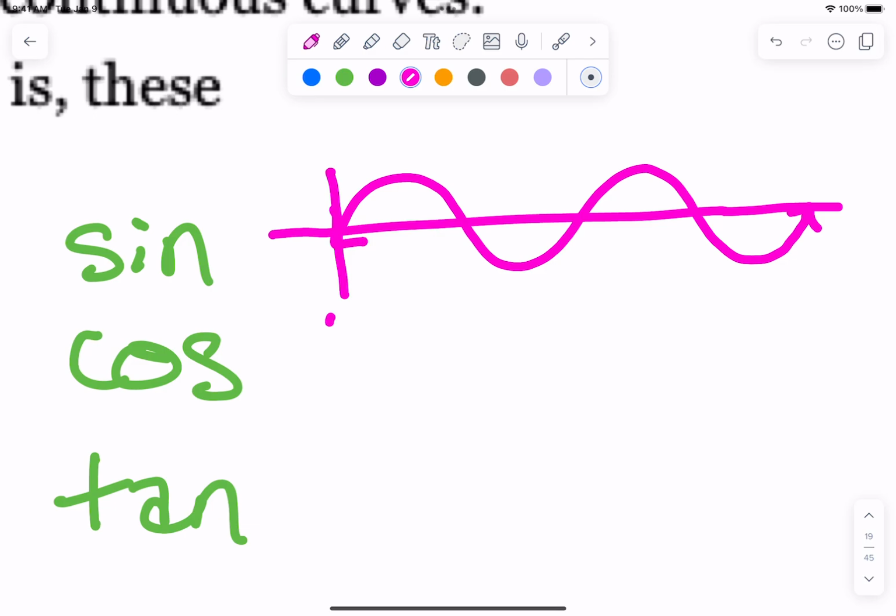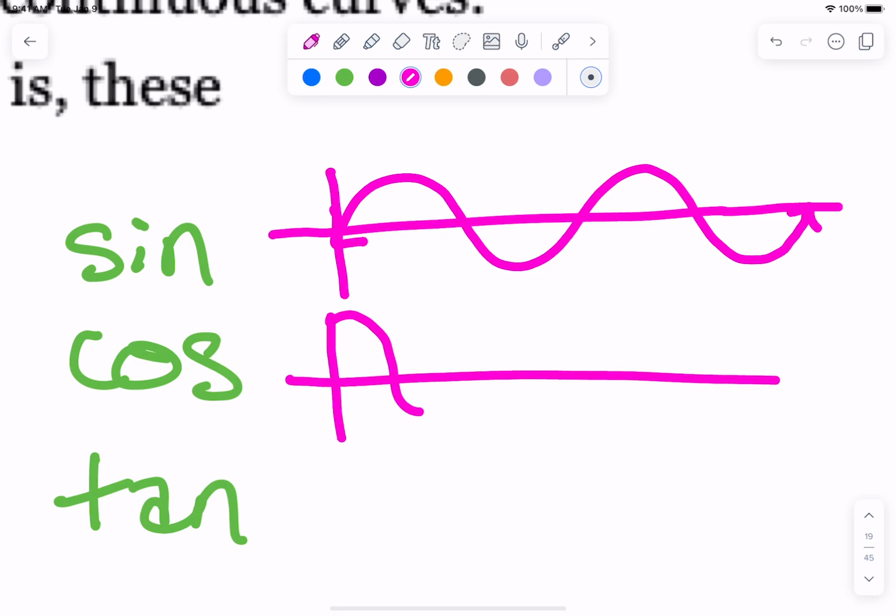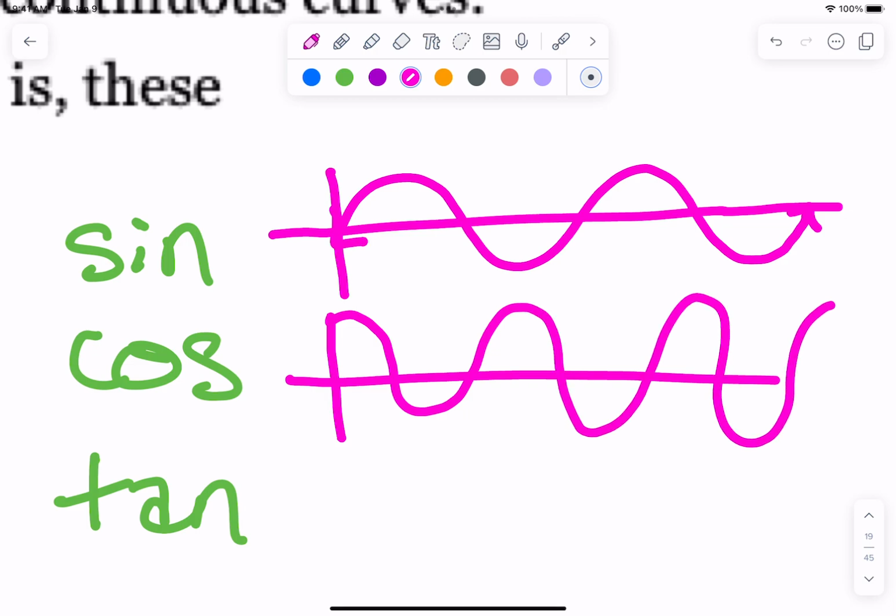Okay, cosine is the same thing except he starts at 1 and he goes down and he comes up, and he goes down and he comes up. So he starts at 1, but he's still going to oscillate just the same as sine does. Why? That's just where he starts, because cosine of 0 is 1 and sine of 0 is 0.